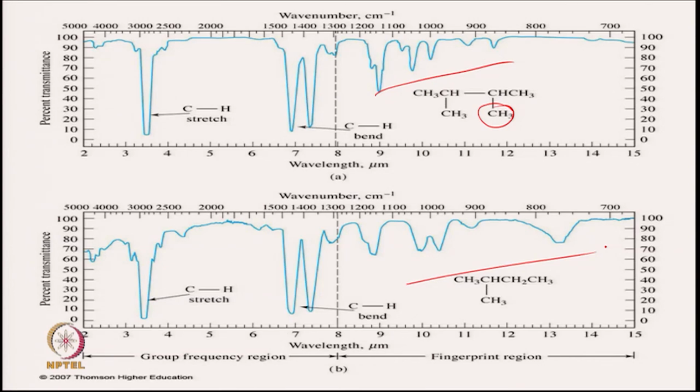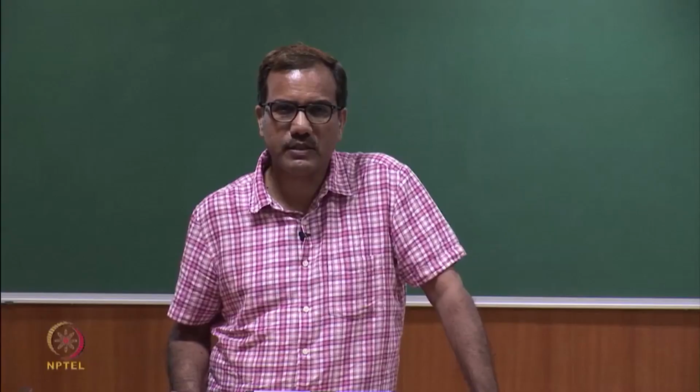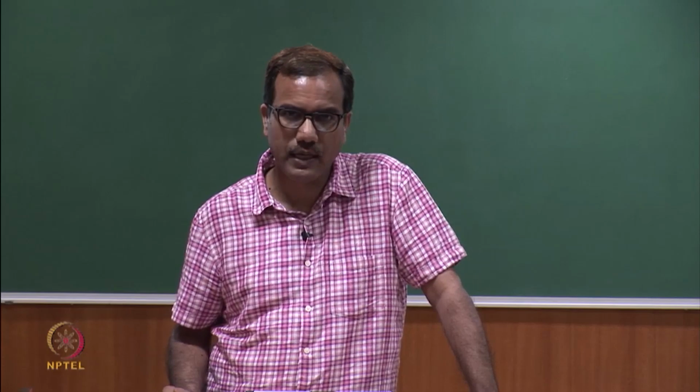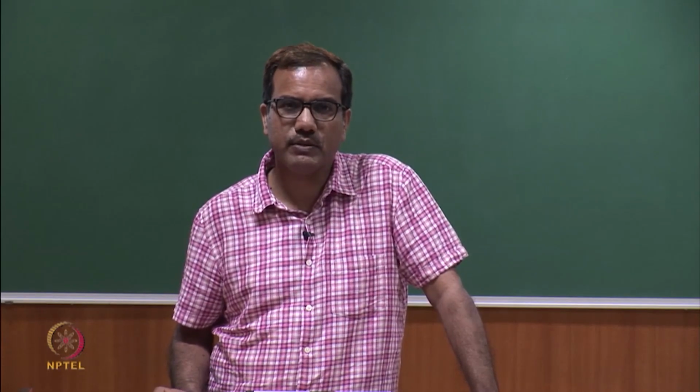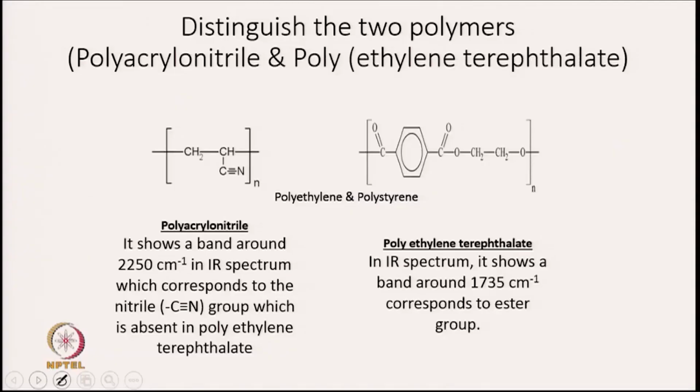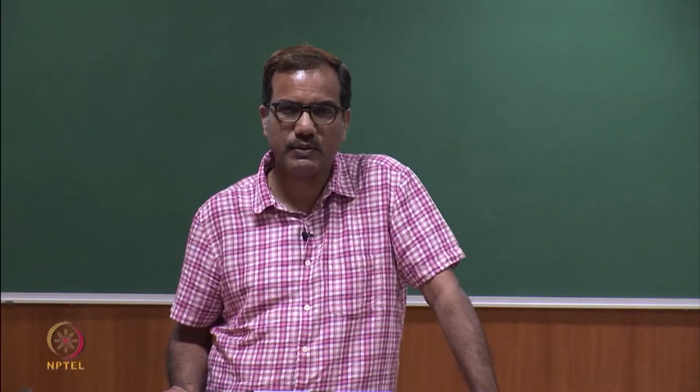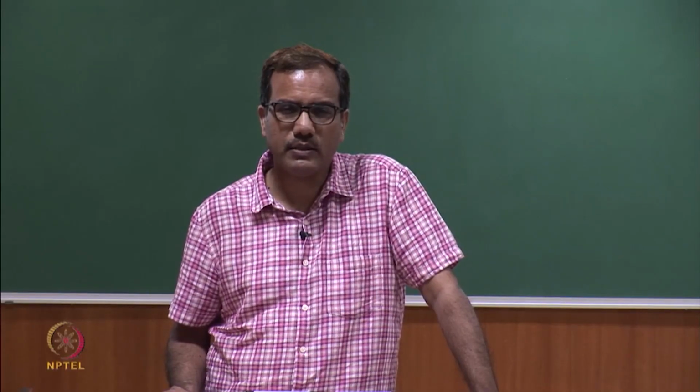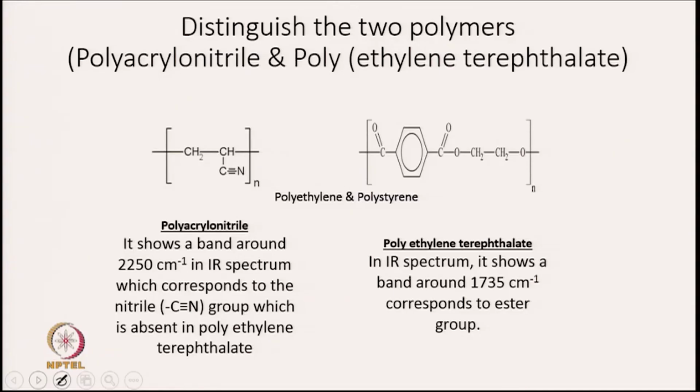So, just by comparing with the already available data in the literature, you can know what molecule is there in the sample. IR is a very simple method to distinguish between two polymers. For example, polyacrylonitrile and polyethylene terephthalate, just visually you cannot distinguish them, but just looking at IR you can distinguish between these two polymers, because these two polymers have different functional groups.